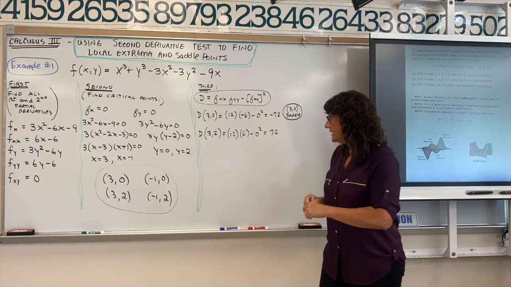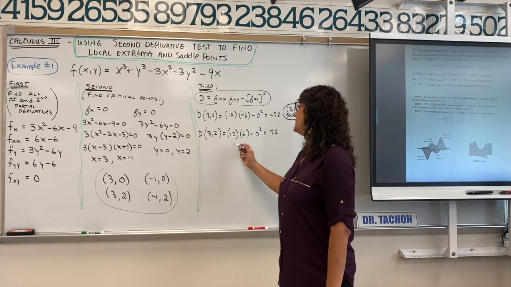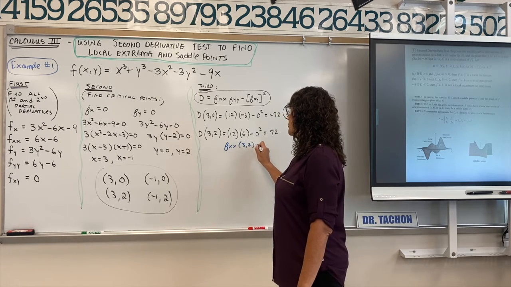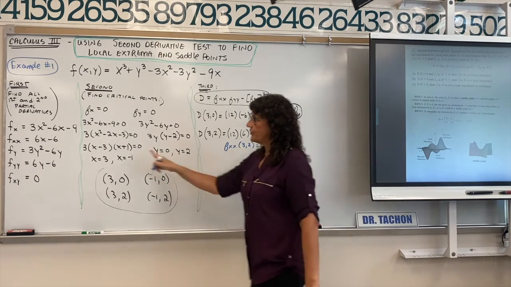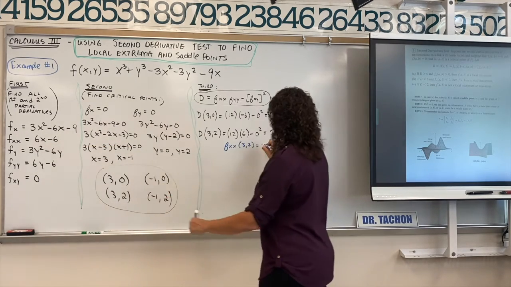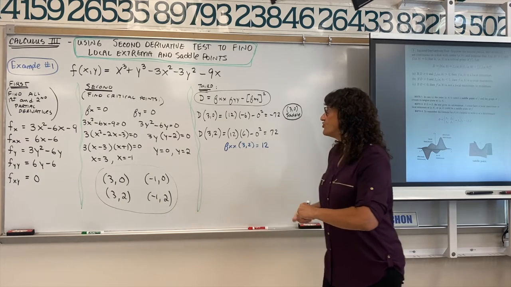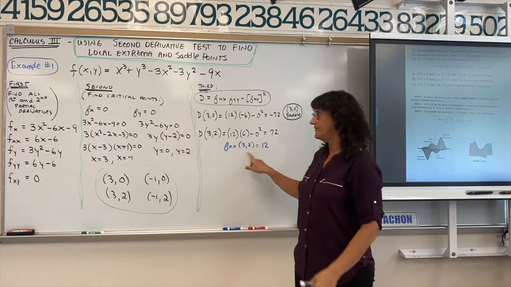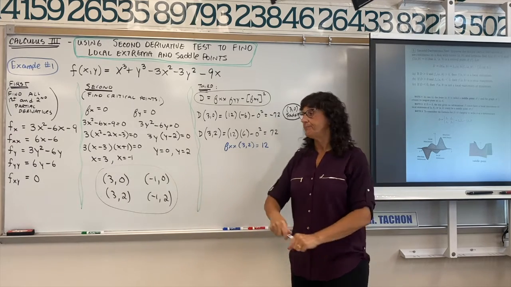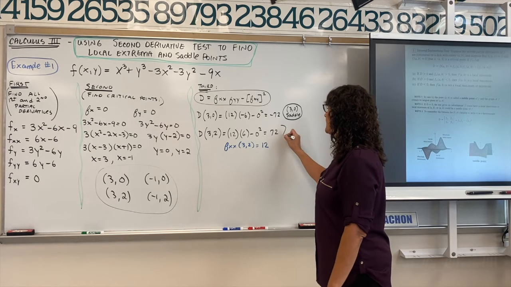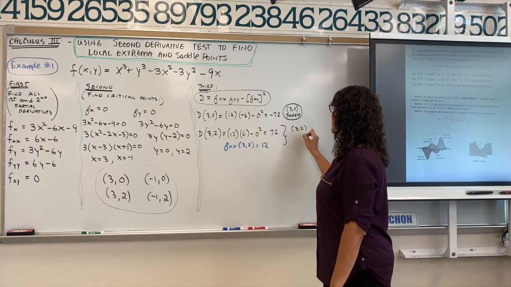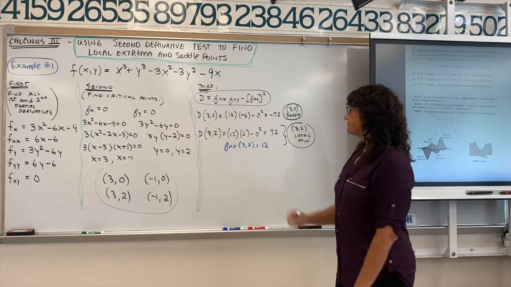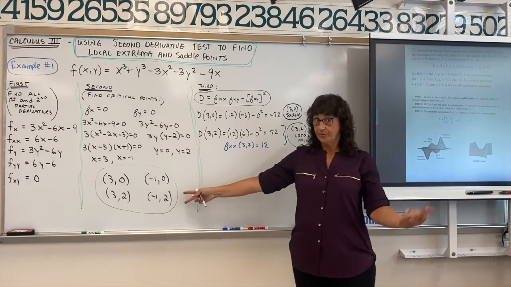It's an extrema. Is it a max or is it a min? We've got to check the second partial with respect to x at 3, 2. Plug in 3 and you get a positive 12. So if your D value is positive and the second partial with respect to x is positive, then your critical point is a local minimum. So 3, 2, our critical point here, is a local min. All right, so we have that. We still have 2 more points to go.